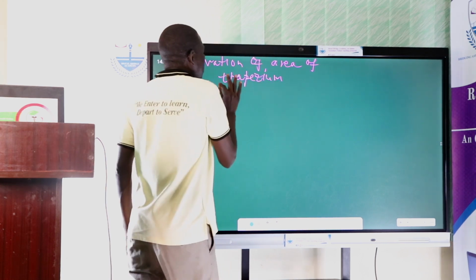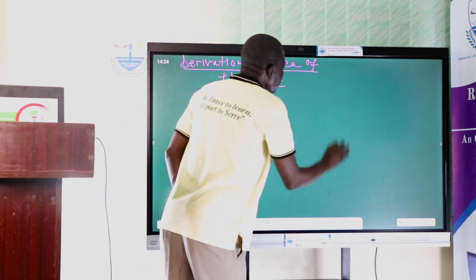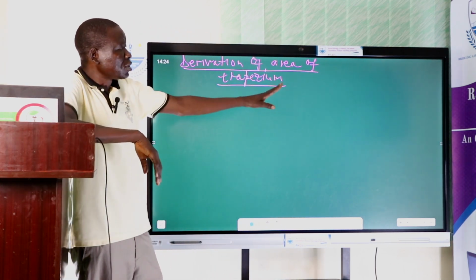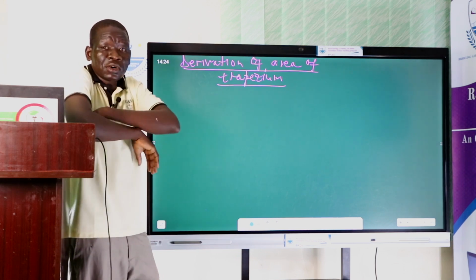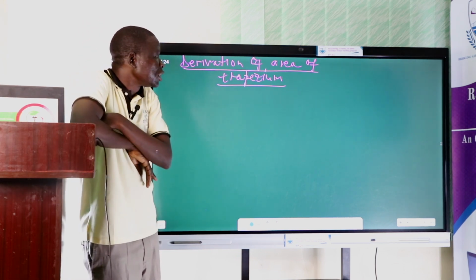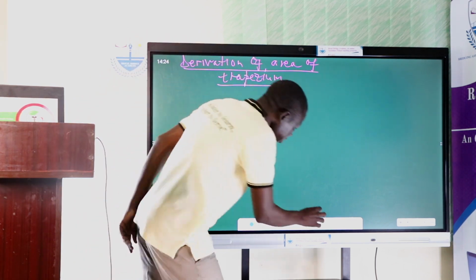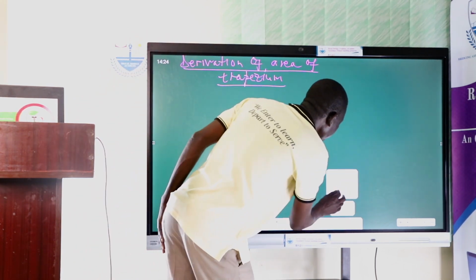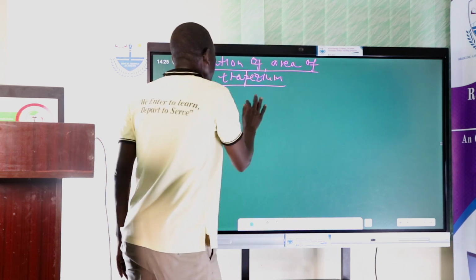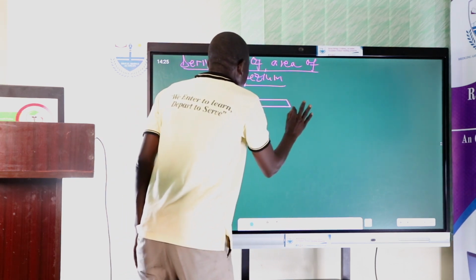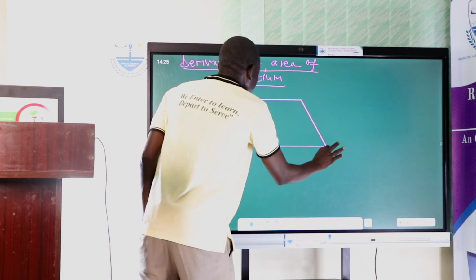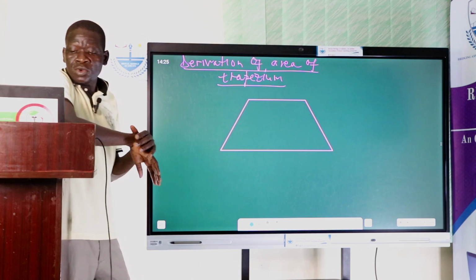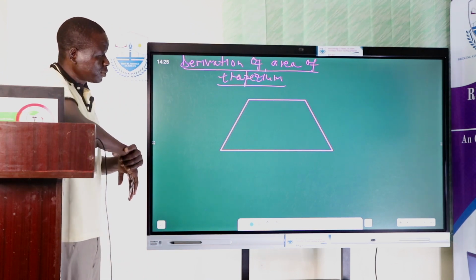Now, we want to see where this formula originated from. That is the formula for finding the area of a trapezium. Now here we said that if this is the shape of the trapezium, this is how the trapezium looks like. That's the area of trapezium.